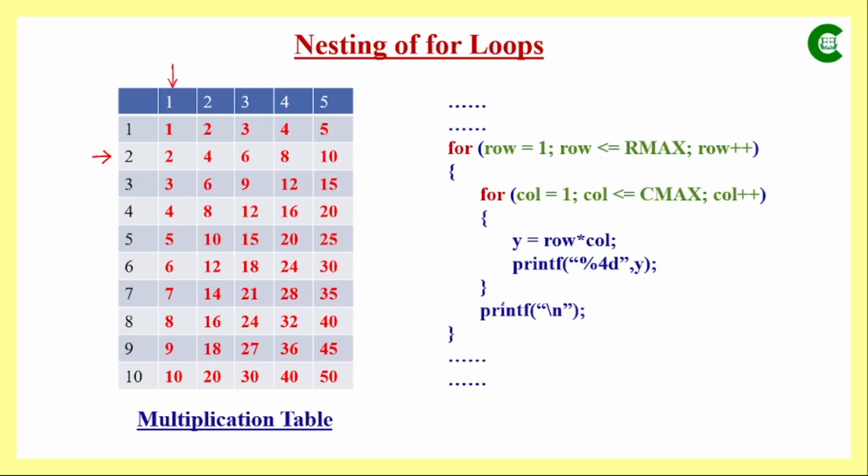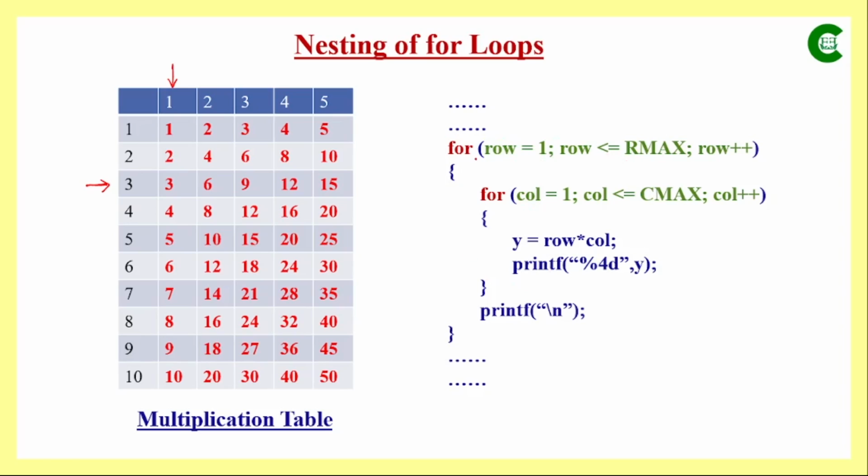And then the program control, after going to the next line, it will come back to the outer for loop. This counter will be incremented by 1. That value now will be 3. And since 3 is less than 10, so again it will repeat the inner for loop.